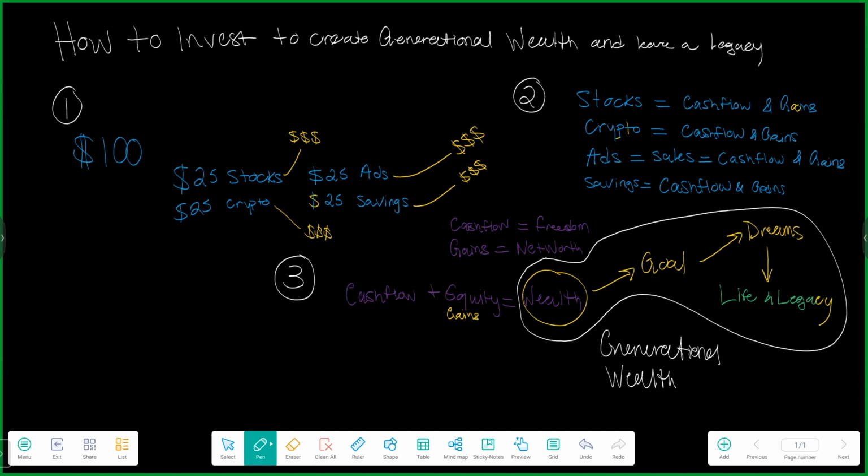We have advertisement. Advertisement equals sales, at least we hope that that's what it does. We hope that our ads impact the crowd and audience that we're targeting, and we have customers come from that. And then that leads to cash flow, because we have people buying those products, and that can be recurring. Also, it's going to lead to gains.